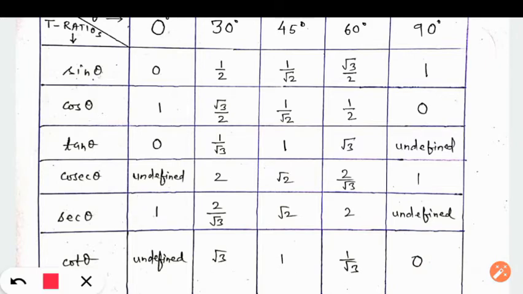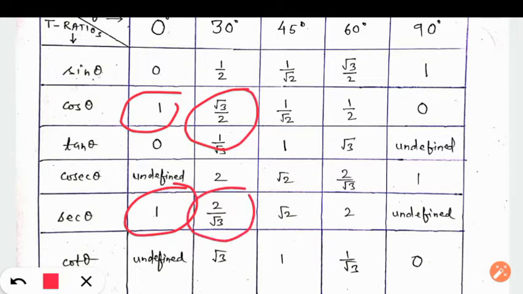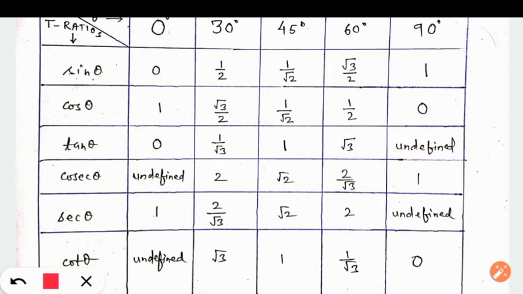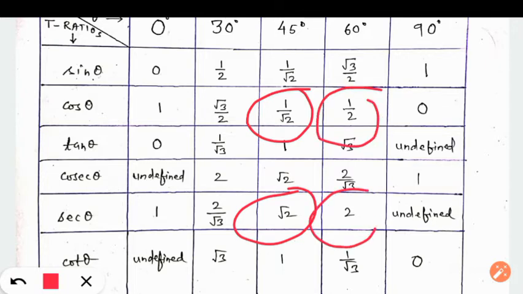For sec, again, sec is the reciprocal of cos. So cos 0 degree is 1, and the reciprocal of 1 is 1. Cos 30 degree is root 3 by 2, so sec 30 degree will become 2 by root 3. Cos 45 degree is 1 by root 2, so sec 45 degree is the reciprocal, which is root 2. Cos 60 degree is half, and the reciprocal of half is 2. Cos 90 degree is 0. The reciprocal of 0 is 1 by 0, so it gives you undefined.